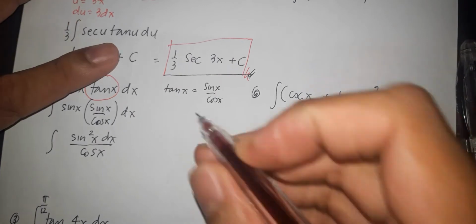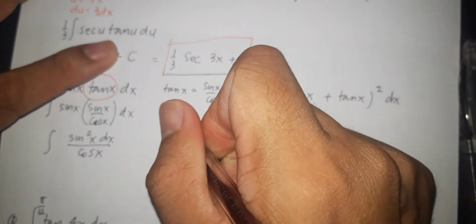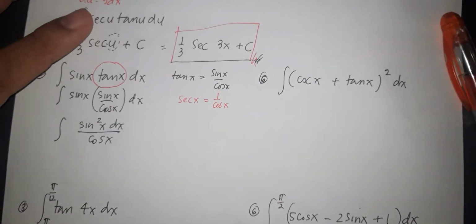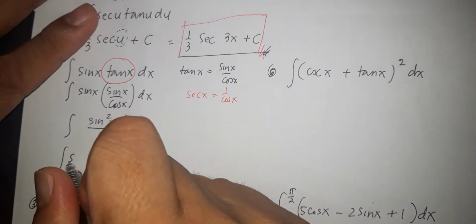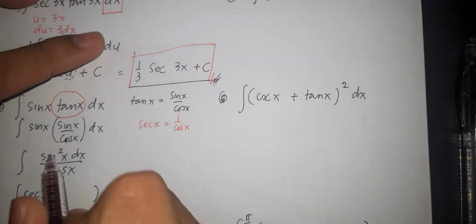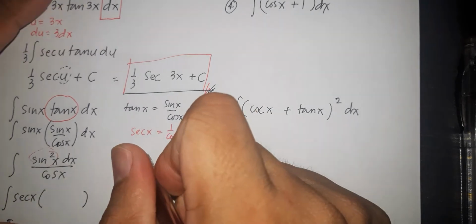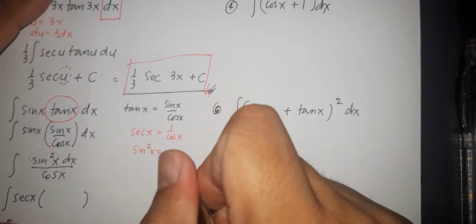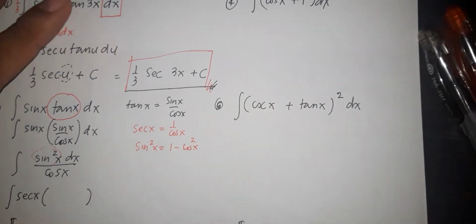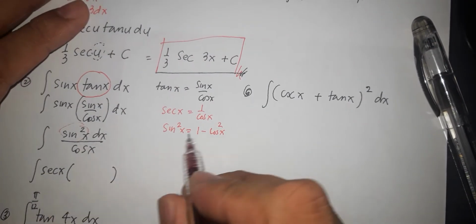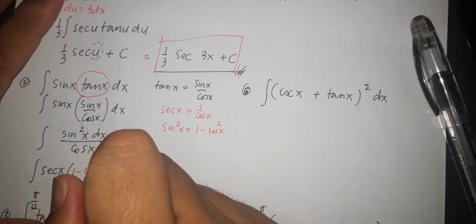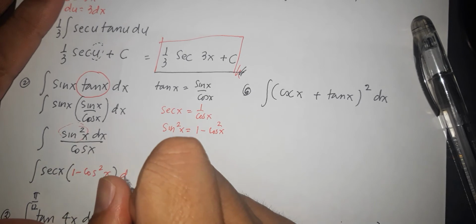But, sabi ng reciprocal identity, secant of x is equal to 1 over cosine of x. So, pwede natin siyang gawing integral of secant x multiplied by the quantity. So, using Pythagorean identity naman, sine squared x is equal to 1 minus cosine squared x. So, replacing that sine squared sa 1 minus cosine squared, magiging natong 1 minus cosine squared x dx.